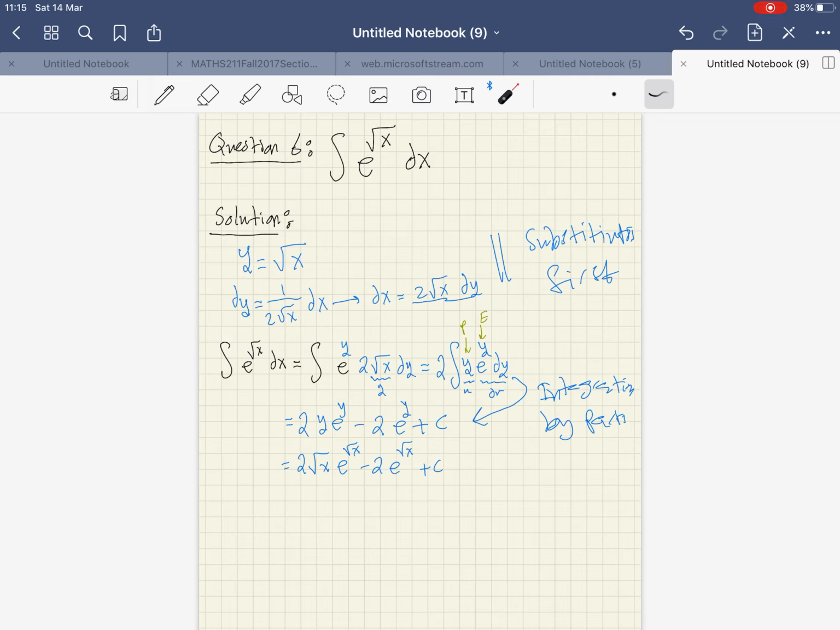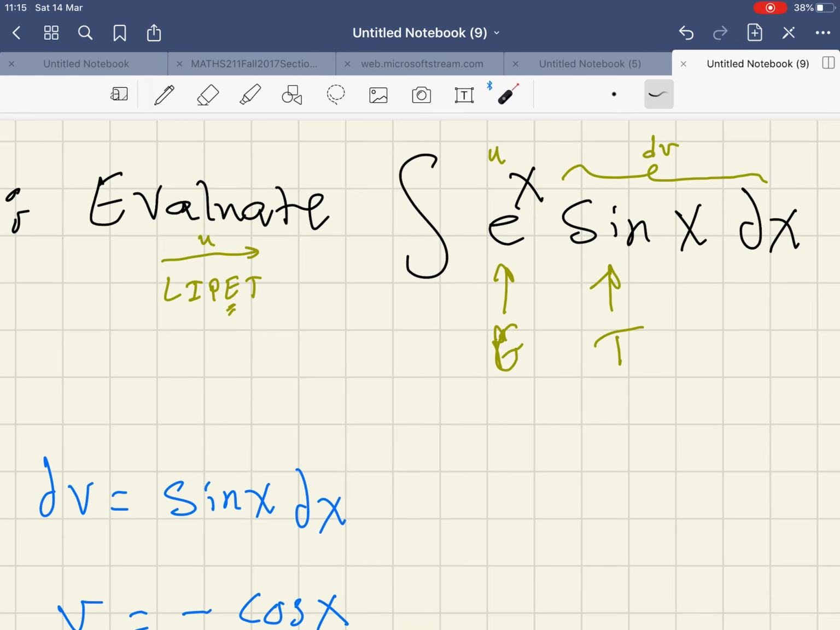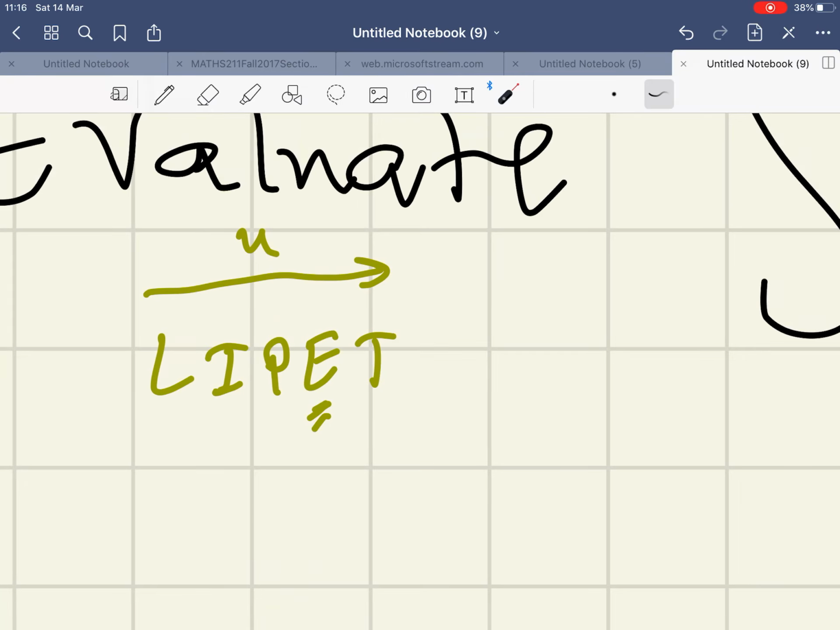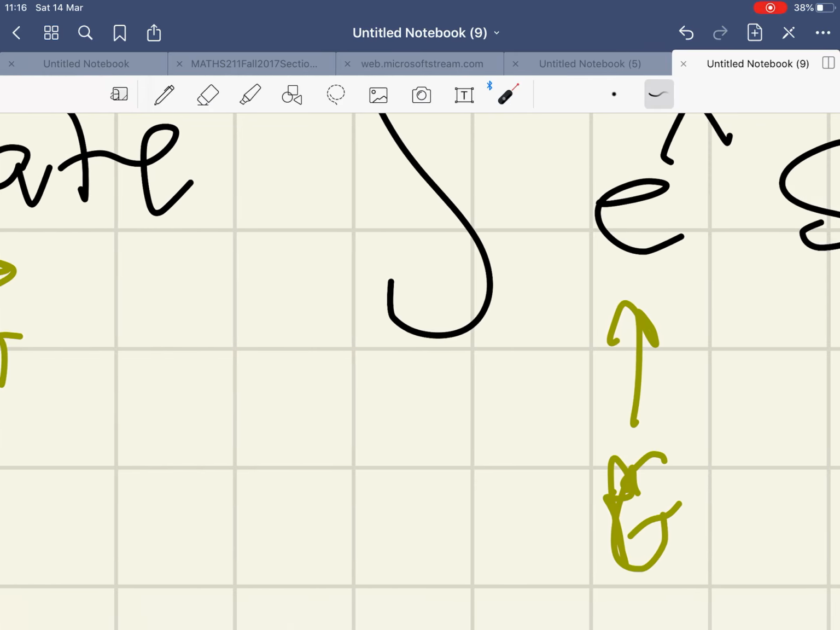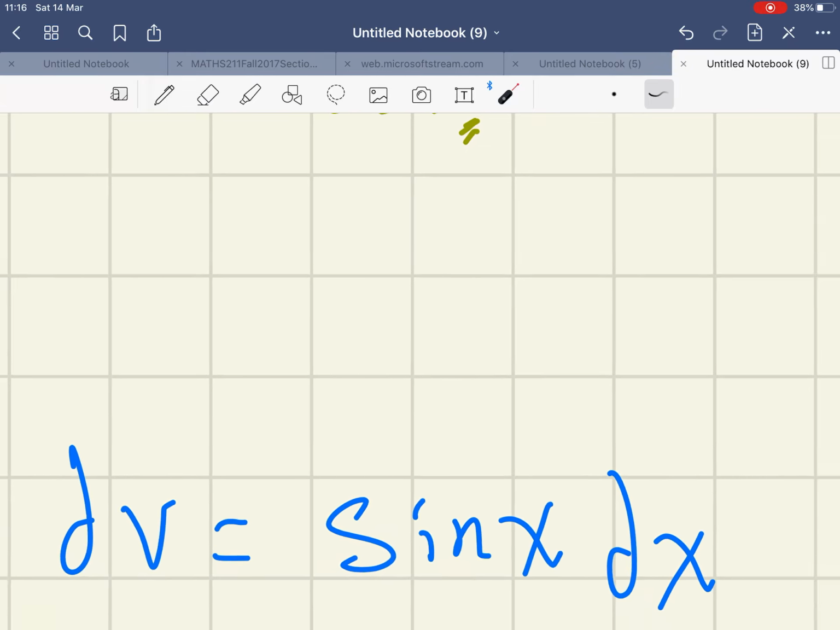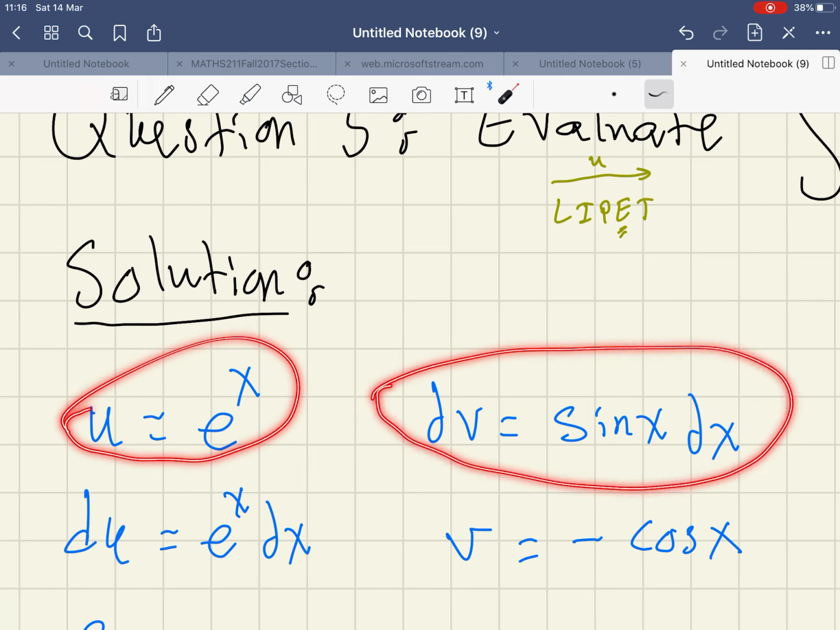Now let me go to question number 5 and explain it again here. In this question, what we need to do is evaluate the integral of e^x sine x. One of them is an exponential function, one of them is a trigonometric function. So we have to go to our word here, LIPET, and the one that has the priority to be u is the one that comes first. Here we have exponential and trigonometric, and the one that comes first is exponential. So my u will be e^x, my dv will be sine x.